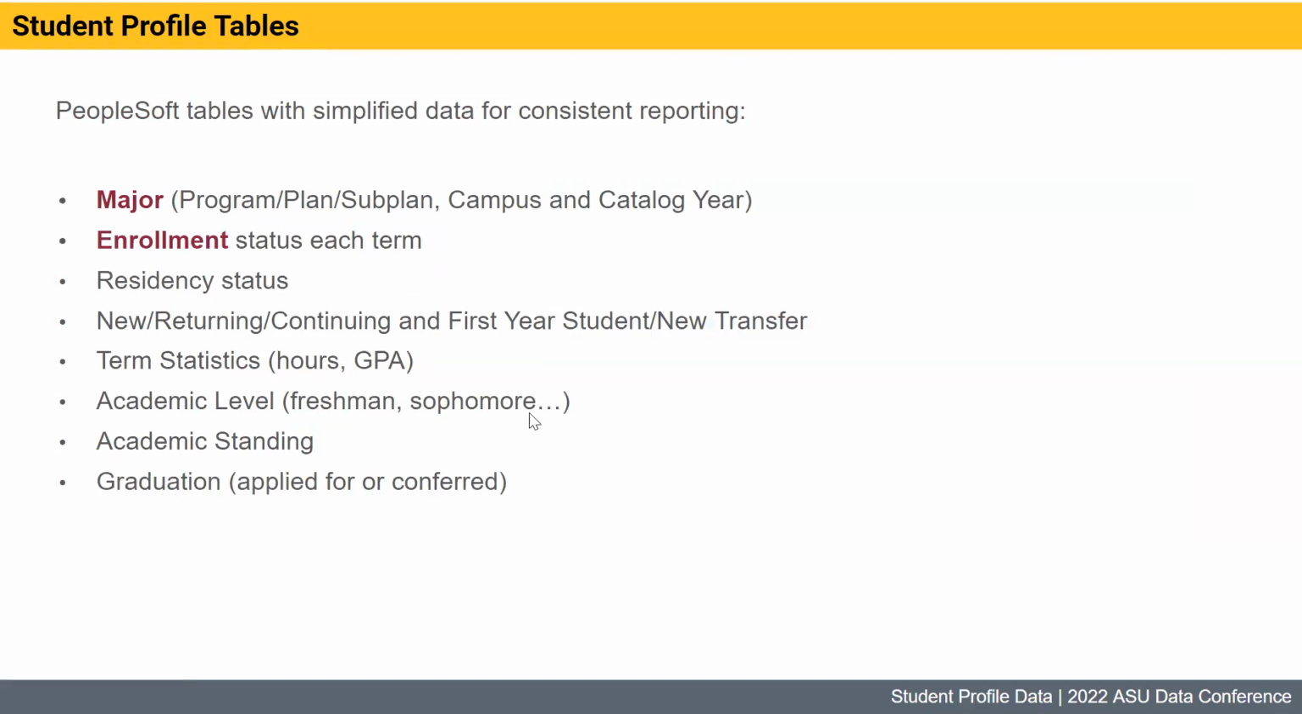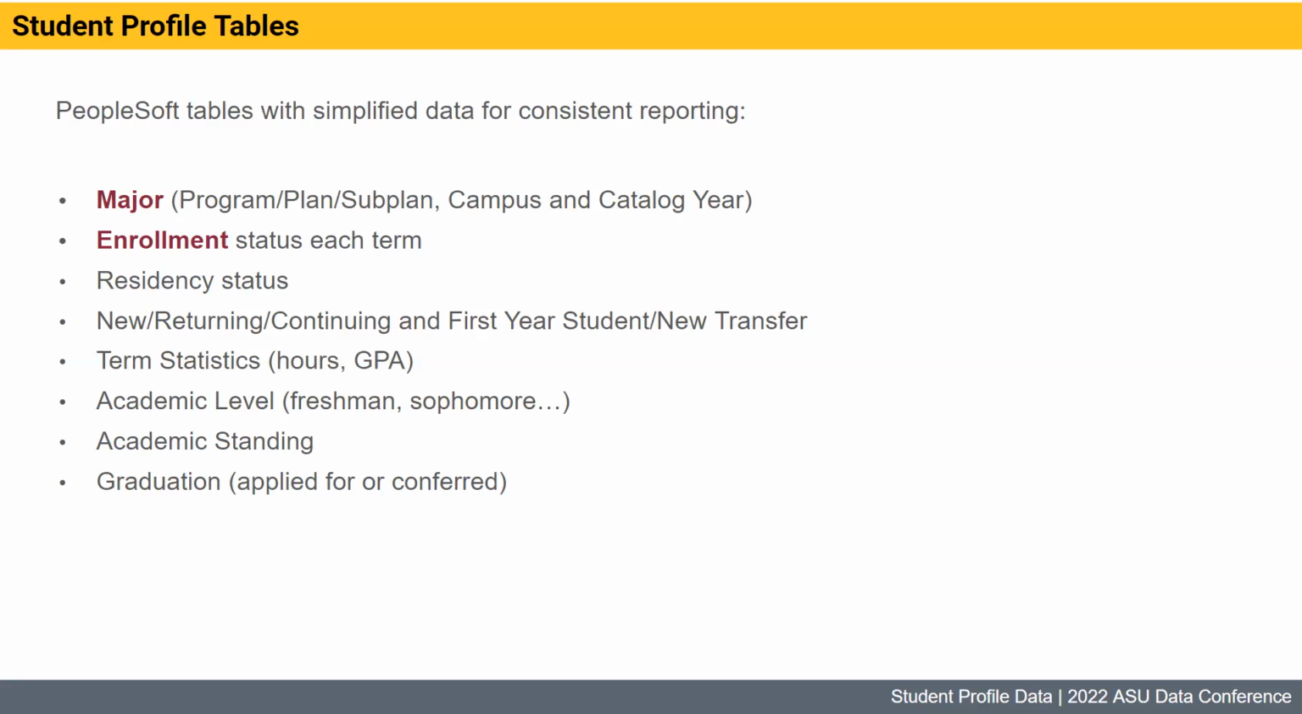So why did we create student profile? ASU implemented PeopleSoft in 2007, and we were swimming in data. We had a lot more data than we had before in our legacy SIS or data warehouse. And it was wonderful, but it was very time consuming to create reports because you didn't have to use just one table. You might have to use 30 tables, and you had to understand how to join them, what effective date to pull, all of that other stuff. It was ridiculous. And so after a year or two of that, we said, let's make this easier for everybody.